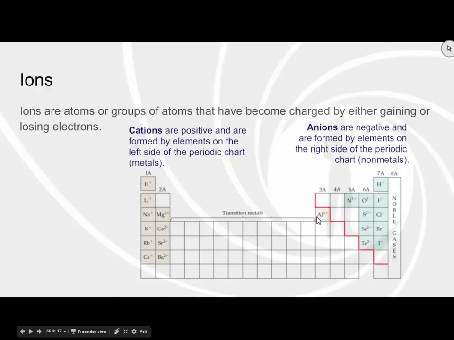Anions then are the opposite. They're negative ions, and they have formed because our atom has gained extra negative charges. And these tend to be our nonmetals. Here you can see sometimes hydrogen is a -1, but for the most part, usually it's going to be positive. But fluorine, chlorine, bromine are all -1s. Oxygen, sulfur, selenium, tellurium are -2s. Nitrogen's -3.